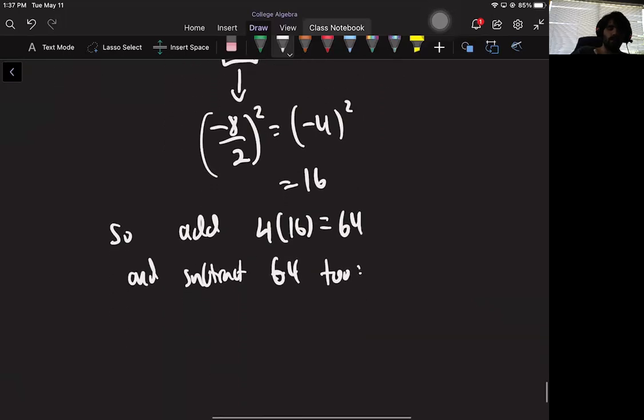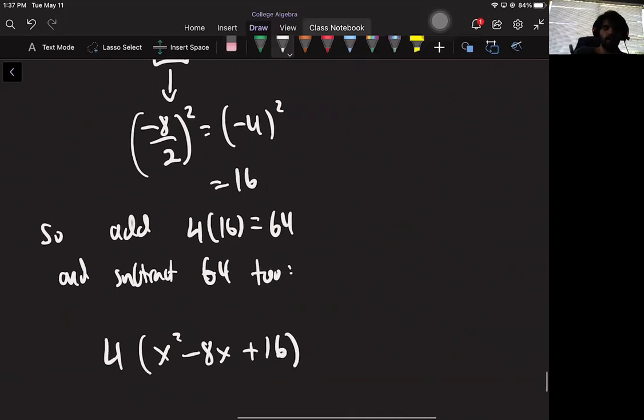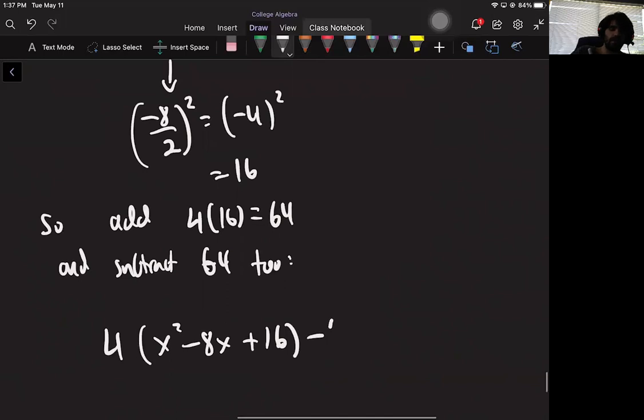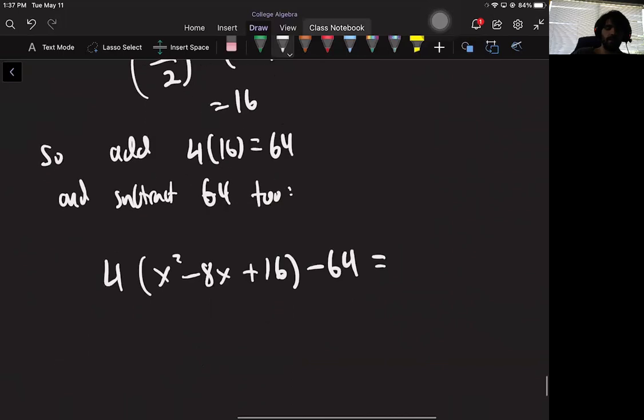So we're going to end up with, oops, it was a minus, sorry, minus 8x. Wrong color. Minus 8x. So like I said, I'm going to add a 16 here, but secretly that makes me add 64. So now I need to also subtract 64. And then what was that on the other side? 10. We can just leave it there.